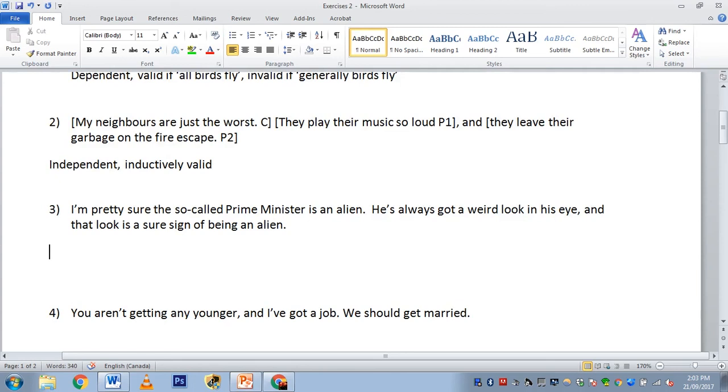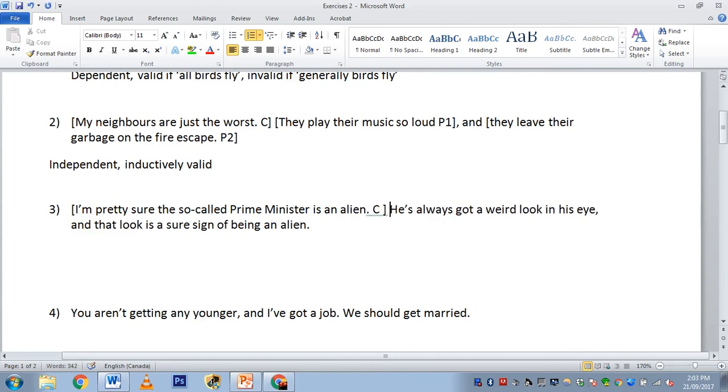Okay. The conclusion of this argument is, I'm pretty sure the prime minister is an alien, right? Okay, and then we've got these two things as premises. P1. Again, I'm cutting out the connective, the and, because we're just trying to isolate the statements of fact that are supposed to be evidence for the conclusion.